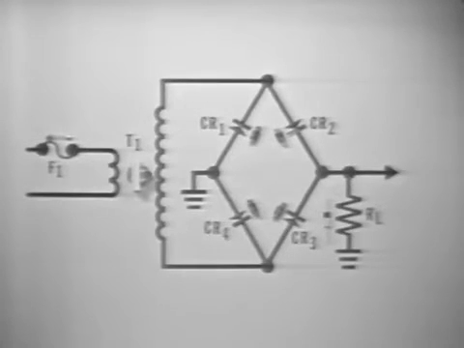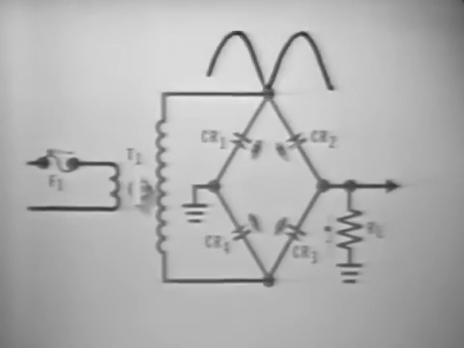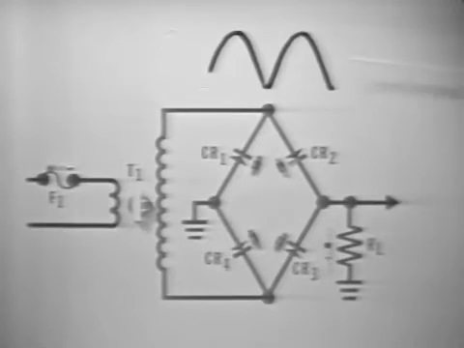Now, the final subject of this lesson is troubleshooting. This is simply a matter of understanding the circuit operation and analyzing the symptoms of malfunction. Now, here is a view of the normal output from the bridge rectifier. Let's put a trouble in the circuit and see if we can determine what's causing it.